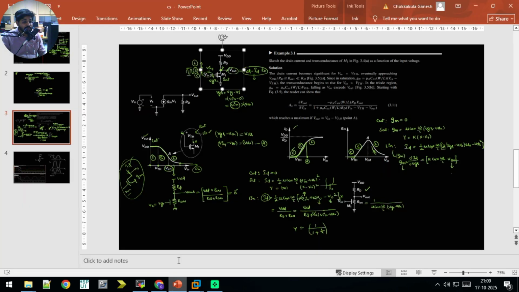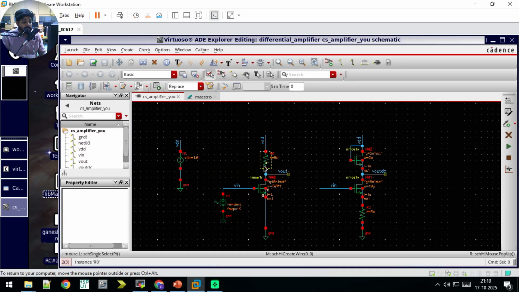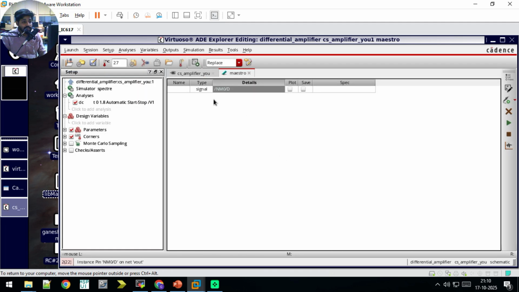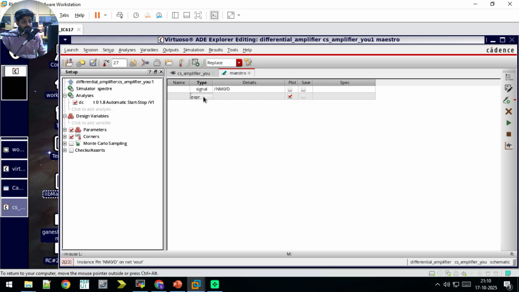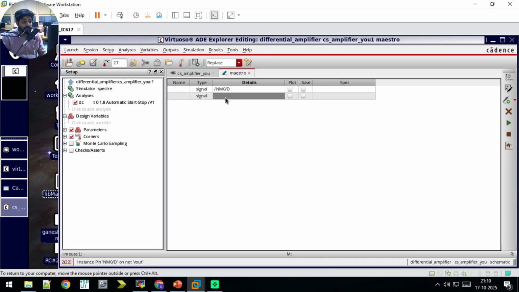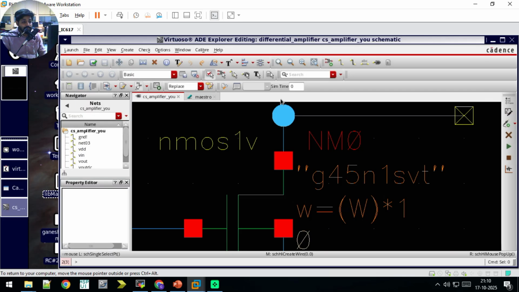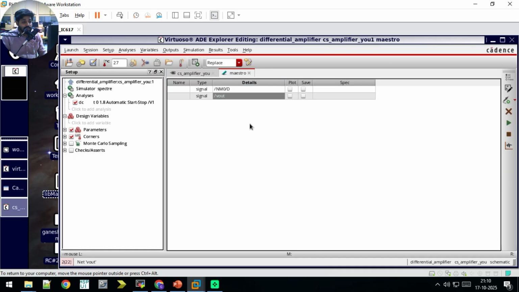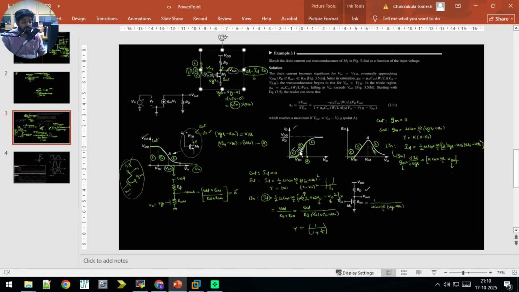So what are the different parameters to be verified? Output is one parameter, ID is one parameter, and GM is one parameter that we have to verify, right? From the schematic, there is an ID signal. This is one signal that I wanted to verify, one graph with respect to V input variation. Similarly, I want another graph also. So let me choose the signal type, and the signal from output. So these two will give the graphs over here, the two graphs we are expecting.